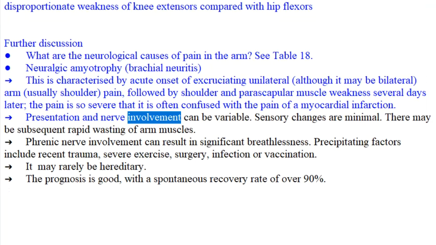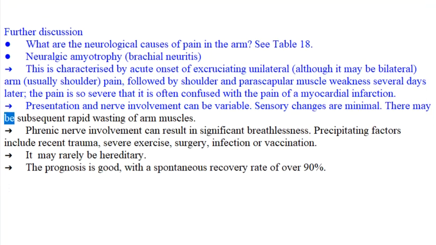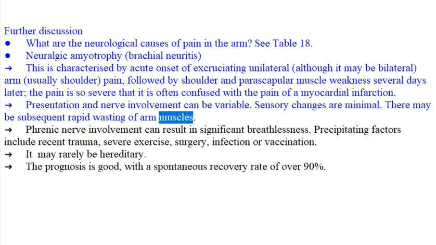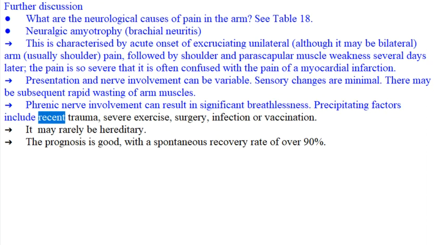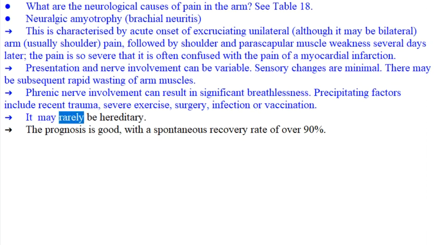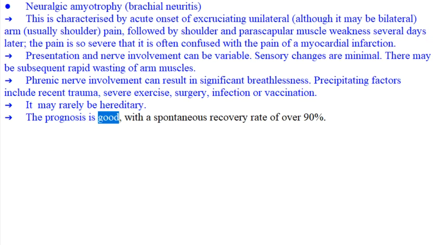Presentation and nerve involvement can be variable. Sensory changes are minimal. There may be subsequent rapid wasting of arm muscles. Phrenic nerve involvement can result in significant breathlessness. Precipitating factors include recent trauma, severe exercise, surgery, infection, or vaccination. It may rarely be hereditary. The prognosis is good, with a spontaneous recovery rate of over 90%.